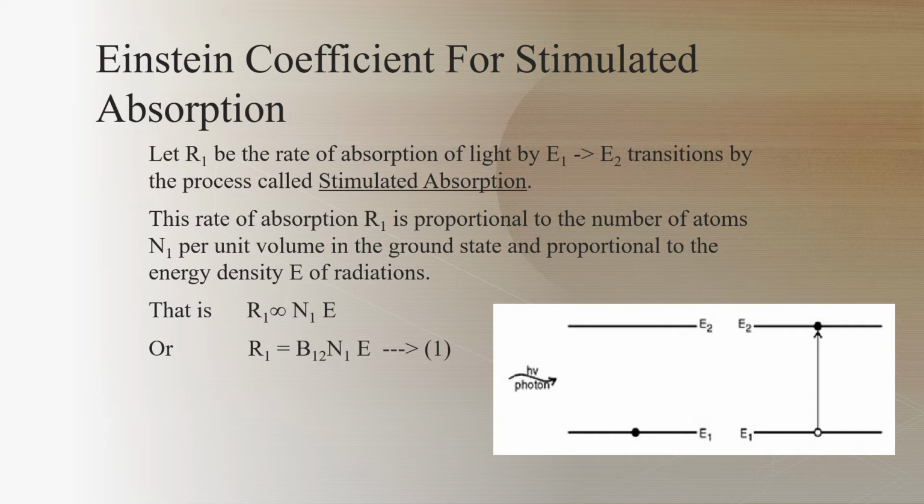Einstein coefficient for stimulated absorption. Let R1 be the rate of absorption of light by E1 to E2 transitions by the process called stimulated absorption. This rate of absorption R1 is proportional to the number of atoms N1 per unit volume in the ground state and proportional to the energy density E of radiations. That is, R1 is directly proportional to N1E, or R1 equal to B12 N1 E. This is known as the first equation.